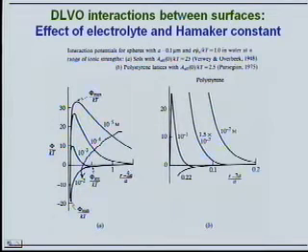Energy as a function of dimensionless distance. Low electrolyte, high repulsion, long range repulsion. More electrolyte, lower repulsion, shorter range repulsion. Even higher electrolytes, nothing can hold the particles apart, so they stick into contact. Essentially, here the particles are going to immediately jump into this energetic minimum.